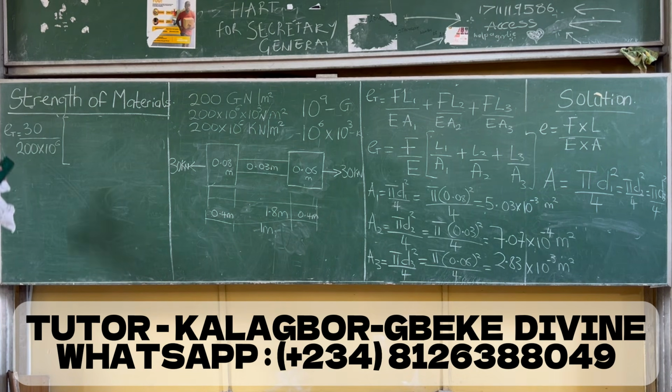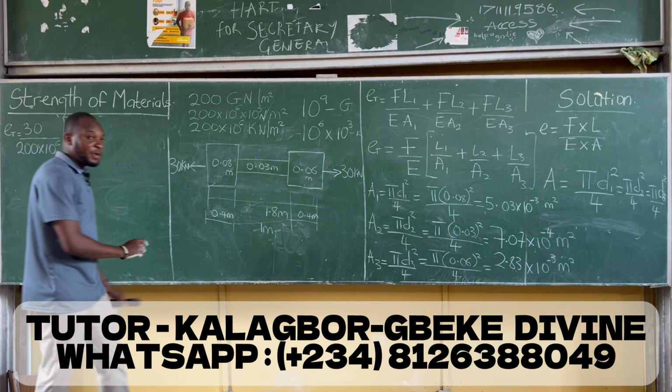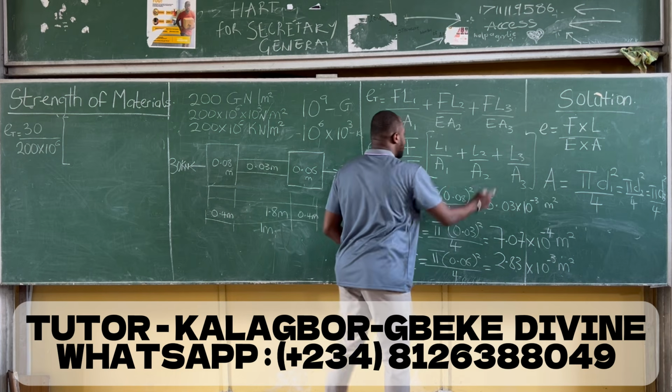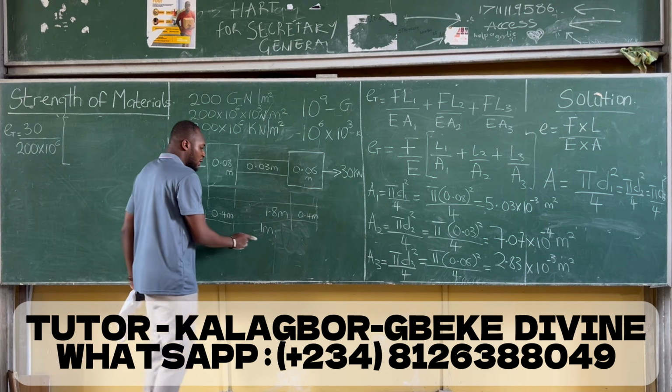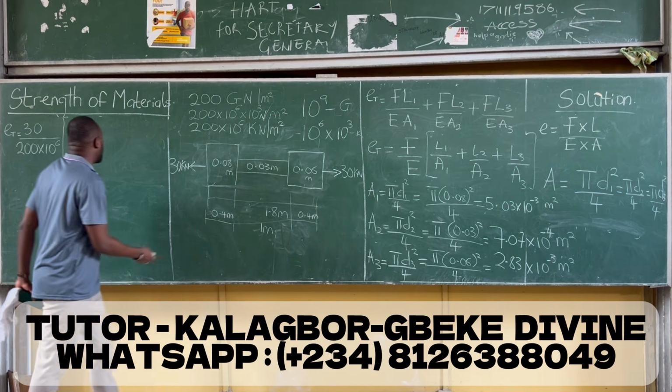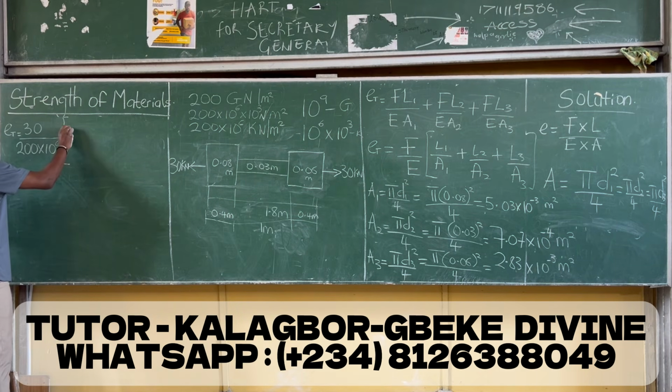So let's go back to this. So now we are simply substituting in our values. L1, L2, L3 is simply 0.4, 1.0, and 0.4. A1, call A1 for me. L1 over A1, 0.4 over what? What's A1?